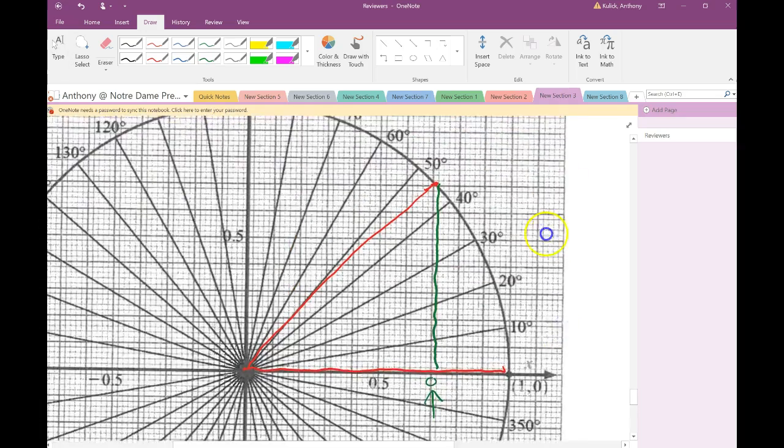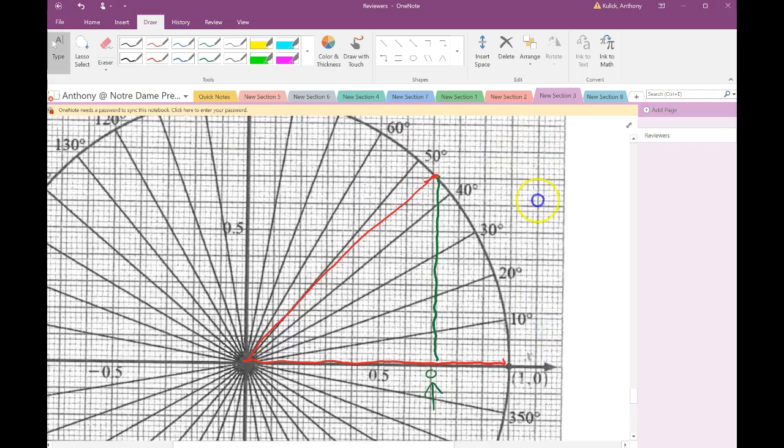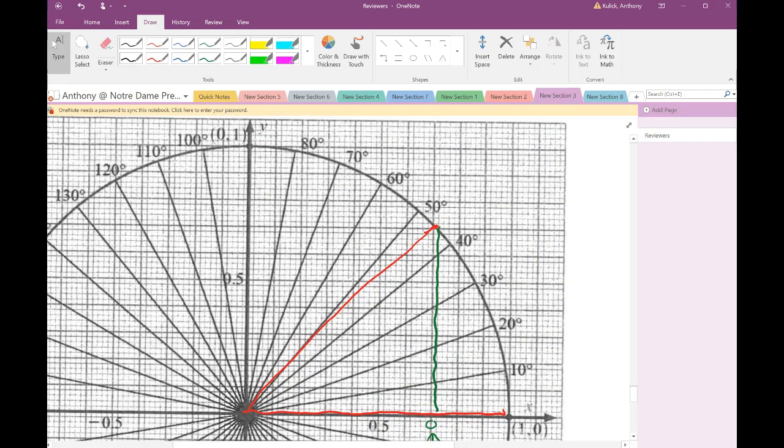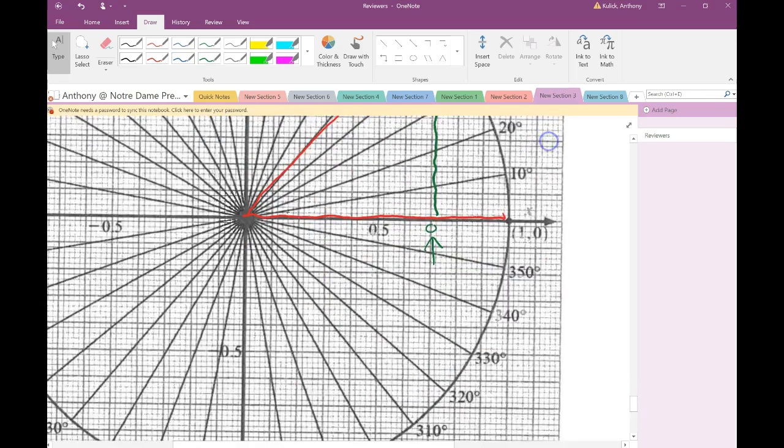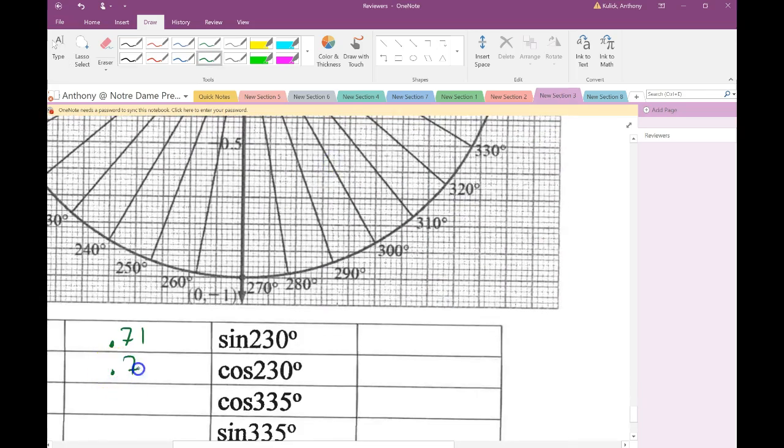If I were going to do sine of 45, which is the next question, I believe, on the sheet that I just passed out to you: instead of tracking to the x-axis, I'm going to track over to the y-axis. So if I do that, here's 0.5, 0.6, 0.7, so about 0.71. Is everybody okay with how I used this to approximate those values?